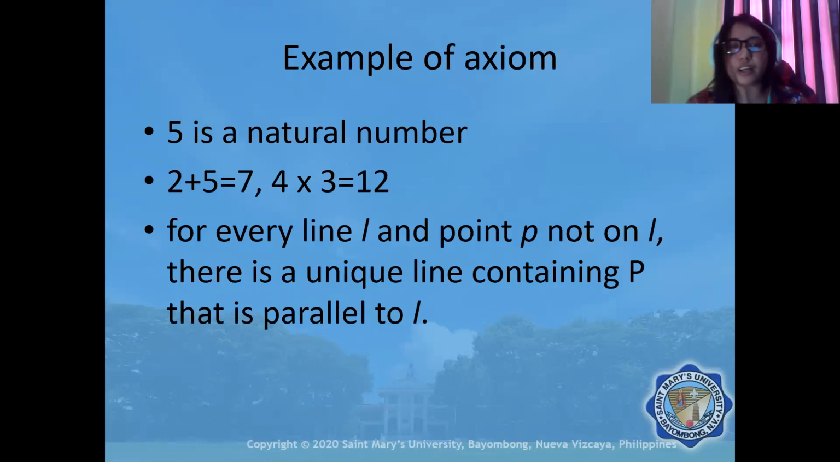Examples of axioms are the following. 5 is a natural number. 2 plus 5 is equal to 7. 4 times 3 is equal to 12. Even without showing a proof, we already know that these are generally true, or universally true. For every line L and point P not on L, there is a unique line containing P that is parallel to L. This is another axiom, from Euclid's geometry.